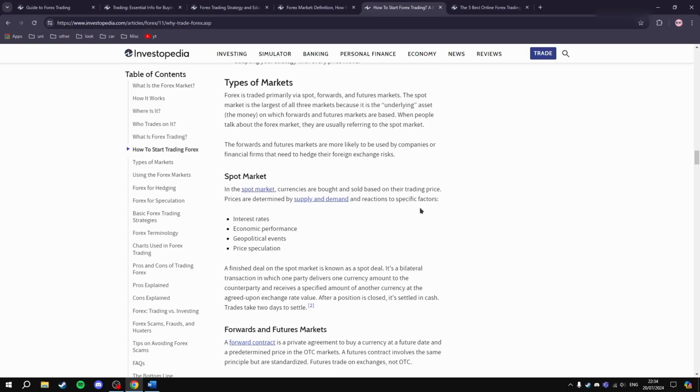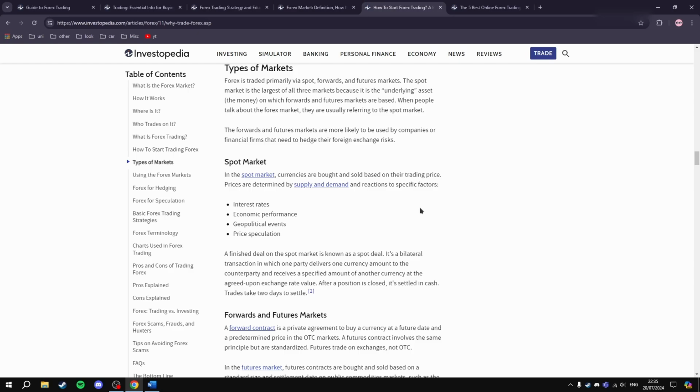Anyways, types of markets. Forex is traded primarily via spot, forwards and futures markets. Spot market is the largest of all three markets because it is the underlying assets, the money on which forwards and futures markets are based. When people talk about the Forex market, they're usually referring to the spot market.